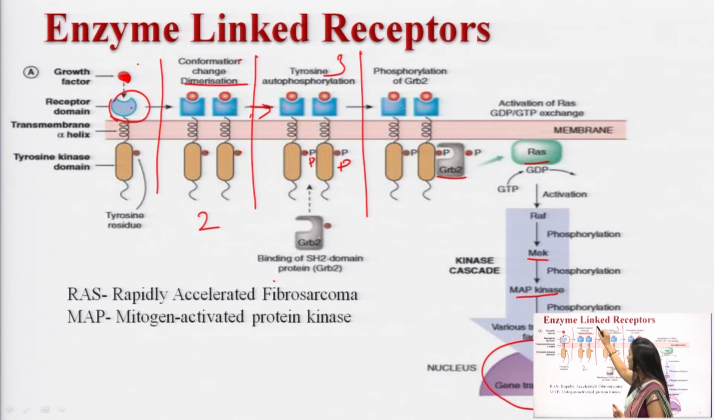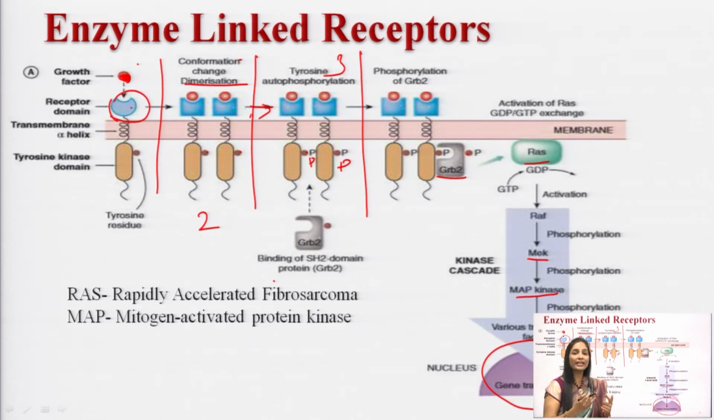Once the receptor gets activated, the next step is autophosphorylation, and these tyrosine residues get phosphorylated, and this tyrosine kinase receptor will attract the GRB2 protein, because the GRB2 consists of SH2 domain, which consists of a tyrosine domain. What is GRB2? GRB2 is a protein which is present inside the body. The GRB2 is a protein which is in an inactive form.